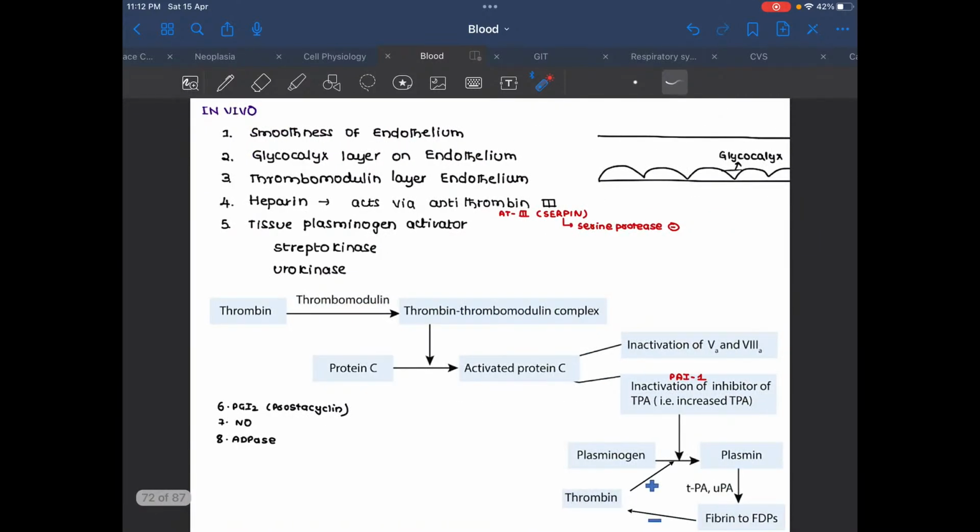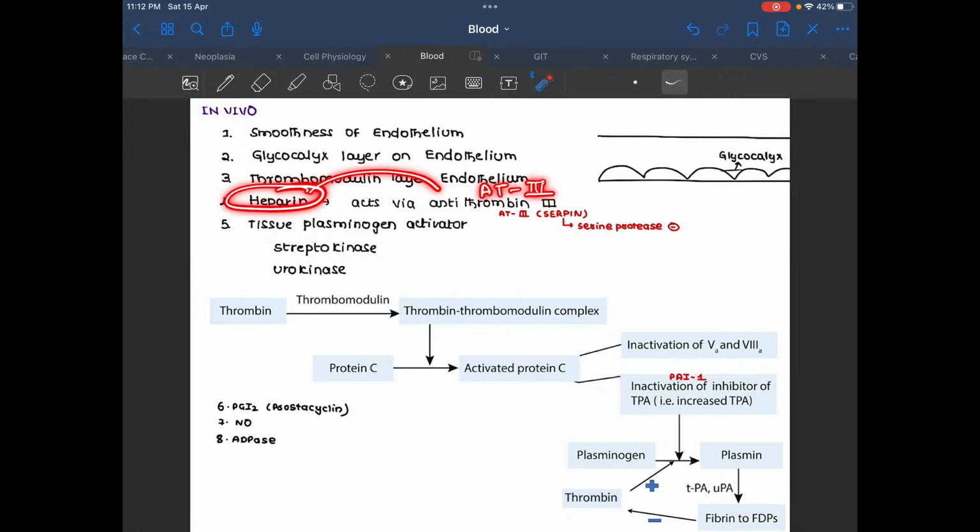Now, what are the anti-fibrinolytic mechanisms? I mean, what are the anti-platelet mechanisms that we have? We're going to rush a little. So first we have the smoothness of the endothelium. The endothelium is smooth; it's not exposing anything, so that contributes to anti-platelet action. The next thing is the glycocalyx layer on the endothelium, which is anti-aggregatory for the platelets as well. Then we have something known as thrombomodulin, which we're going to discuss. We have something known as heparin, which is going to form a complex with antithrombin 3.